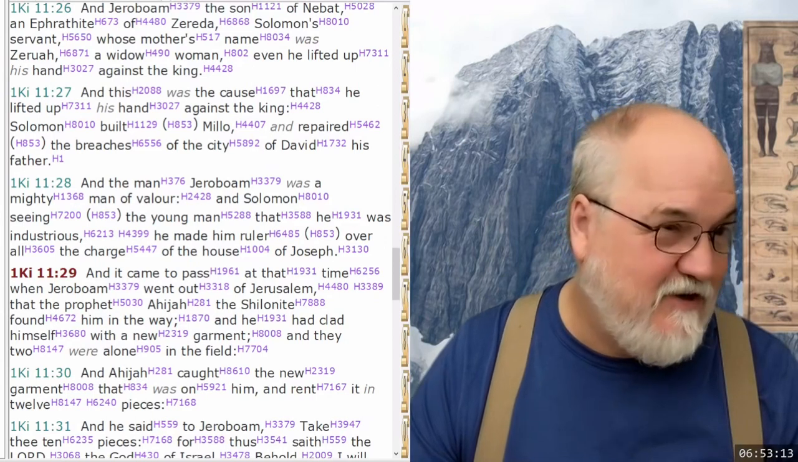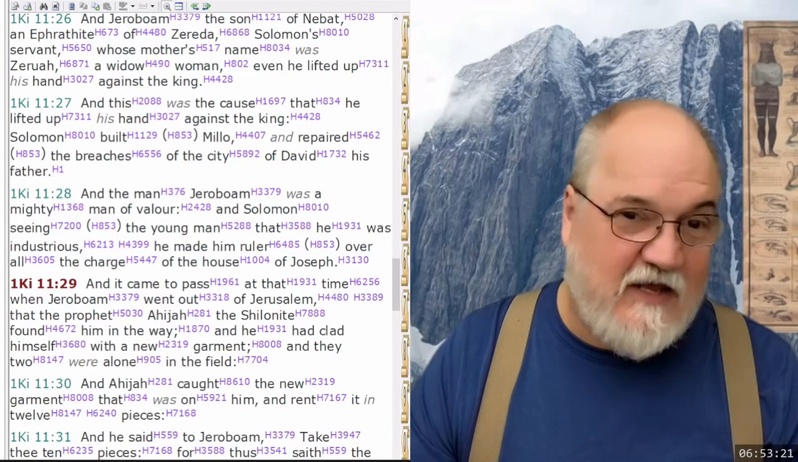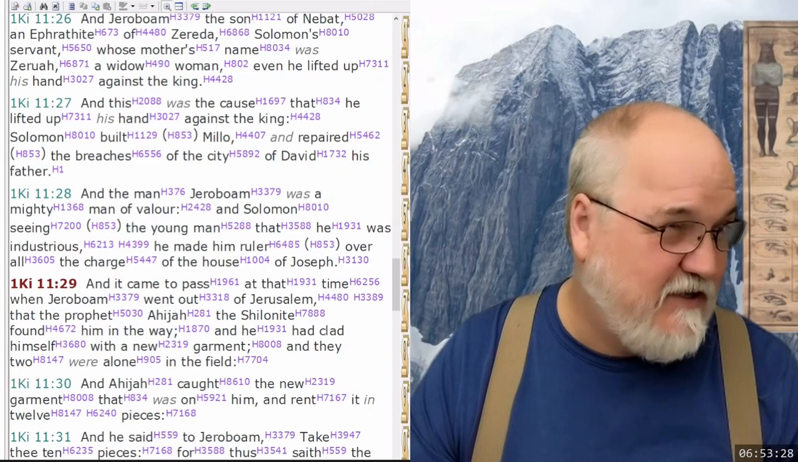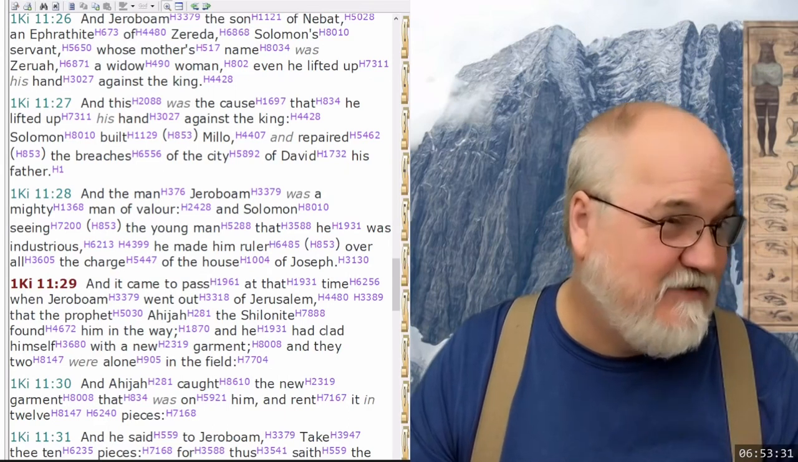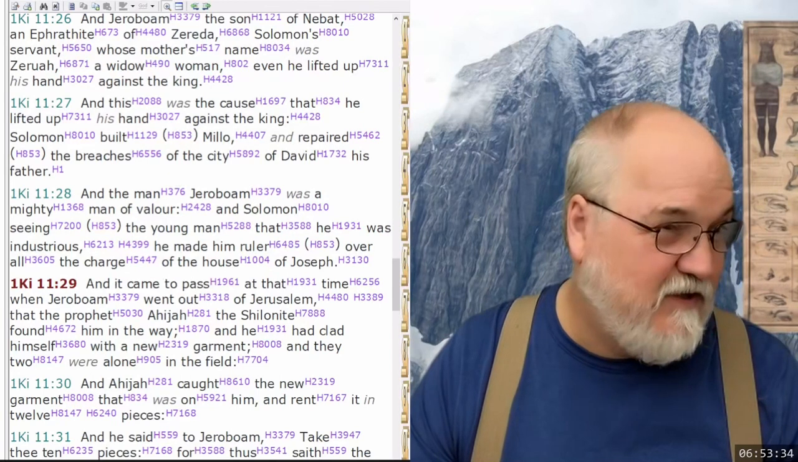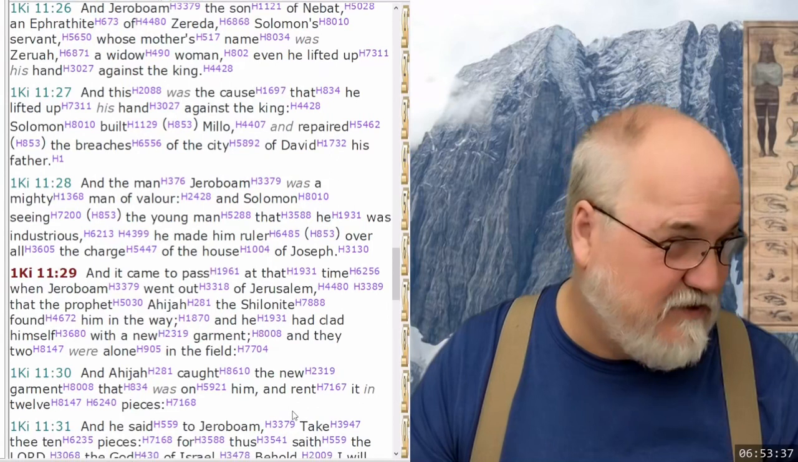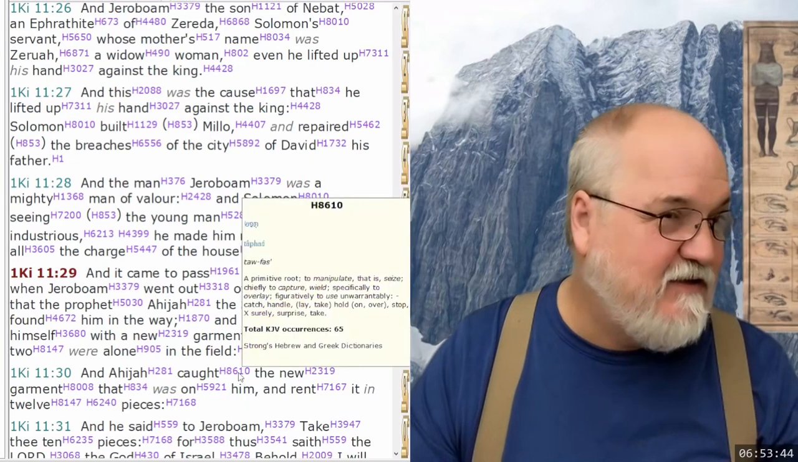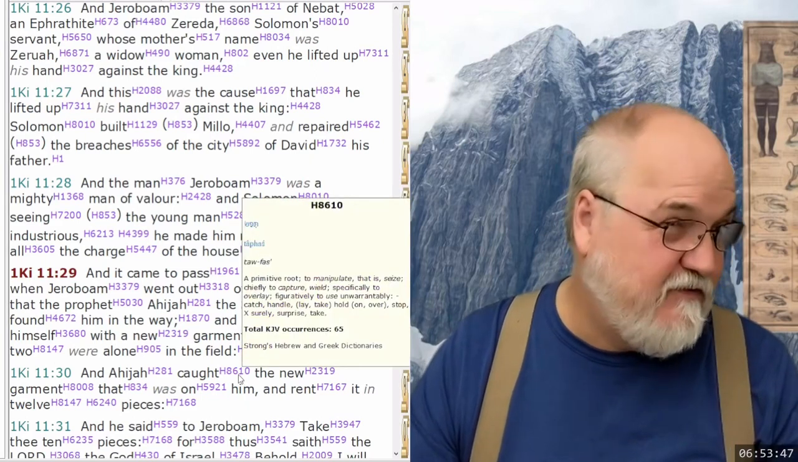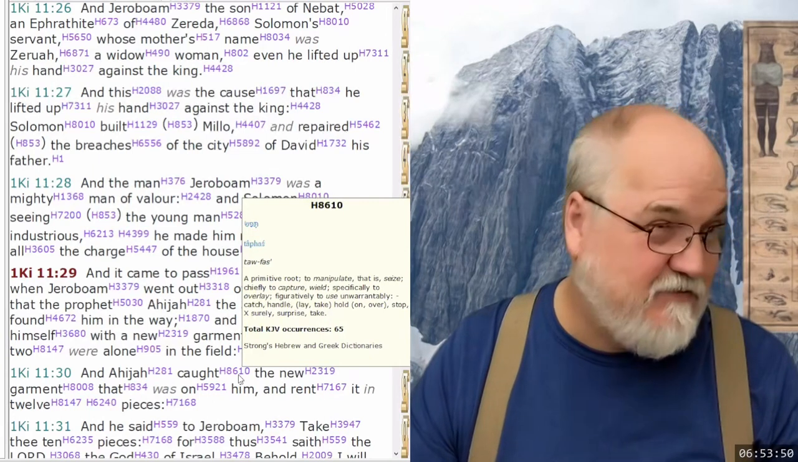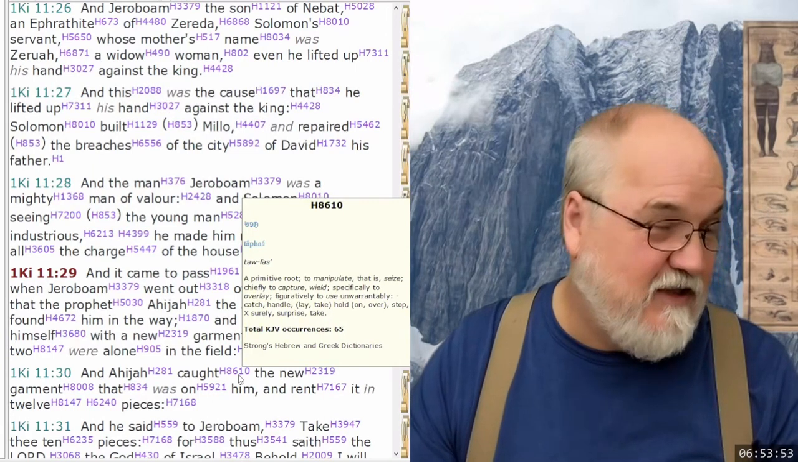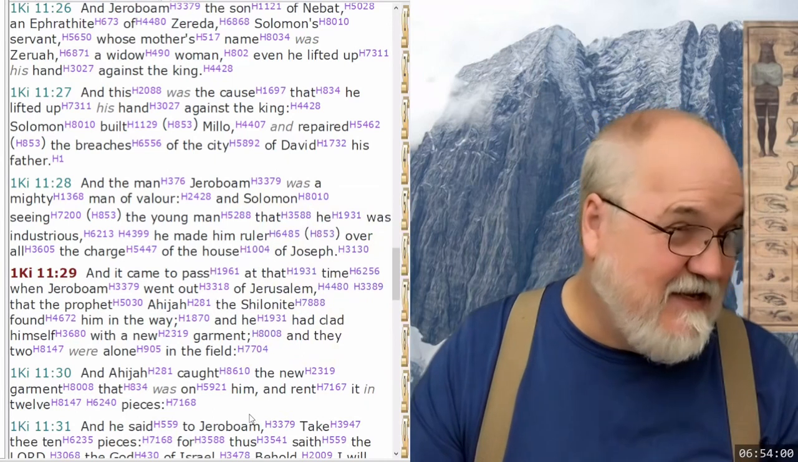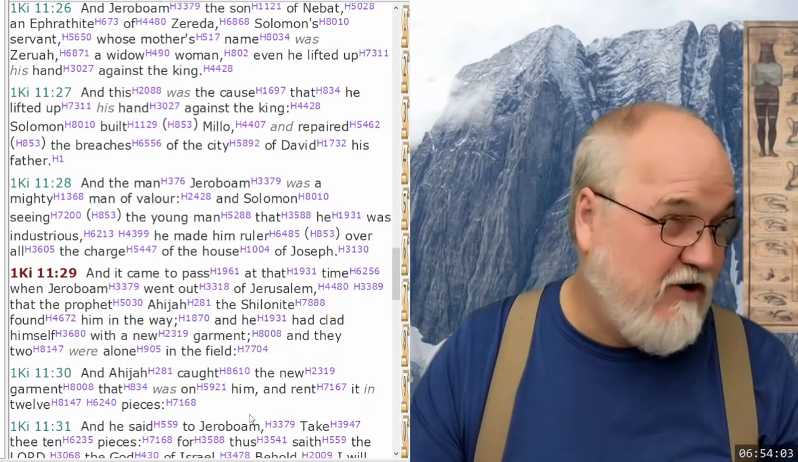Okay, so we're looking at this here. Let me just read it again: it came to pass at that time when Jeroboam went out of Jerusalem that the prophet Ahijah the Shilonite found him in the way, and he had clad himself with a new garment, and they two were alone in the field, and Ahijah caught the new garment that was on him and rent it in 12 pieces. So it seemed to me that he's taking the garment off of him. The word caught would be sort of the key here. That means to seize or to capture, right? So it would be unlikely that he's wearing the new garment. So he's taking this garment off of Jeroboam. So Jeroboam has a new garment on.